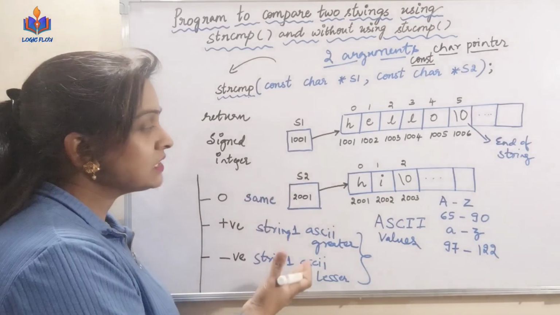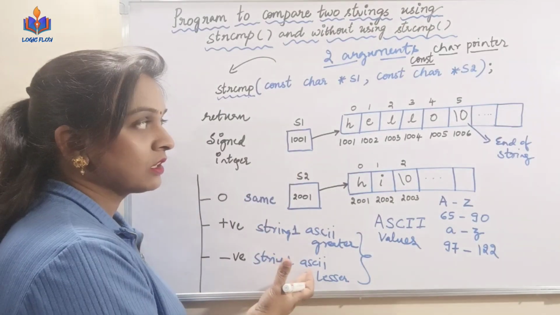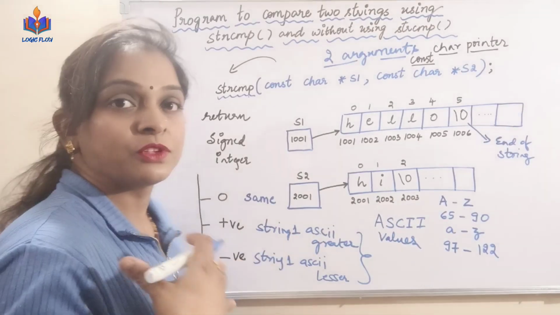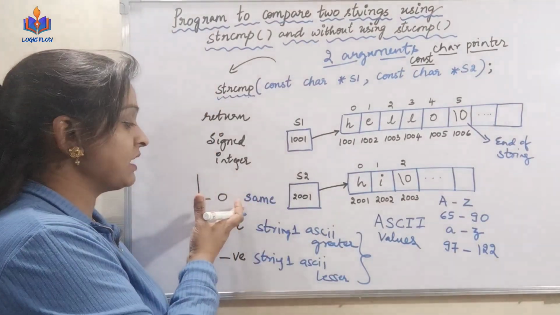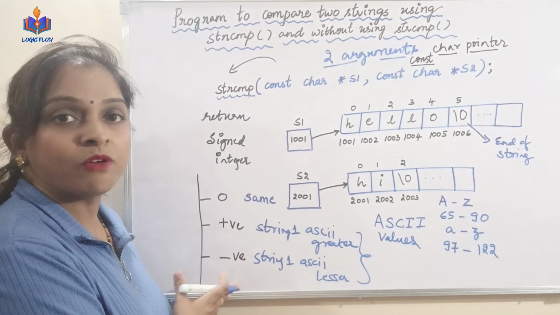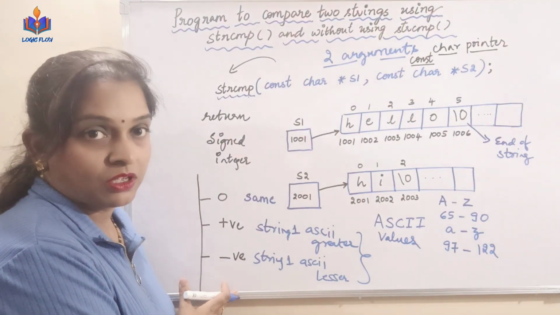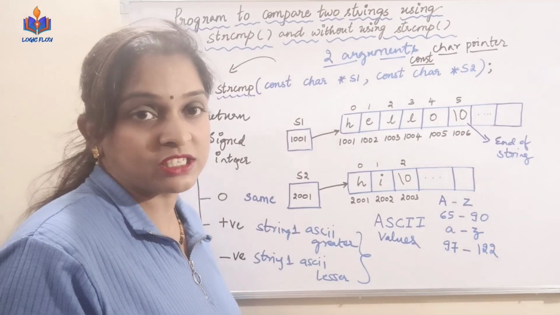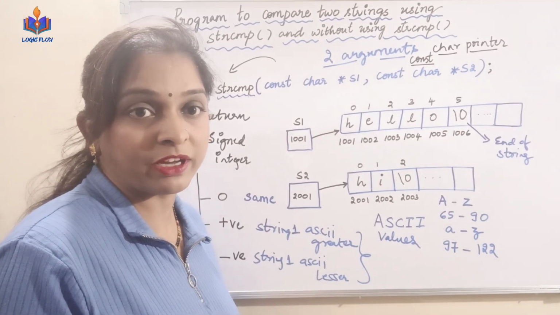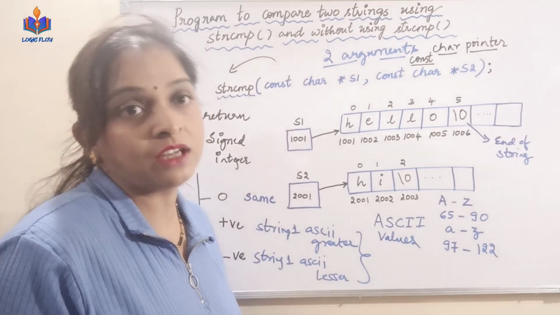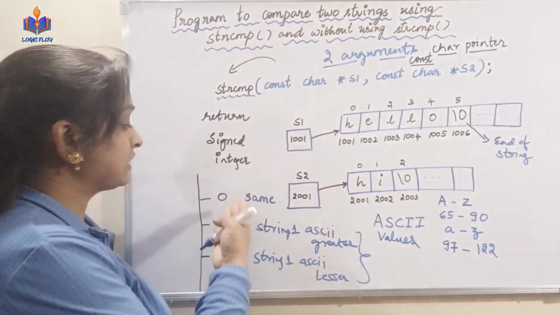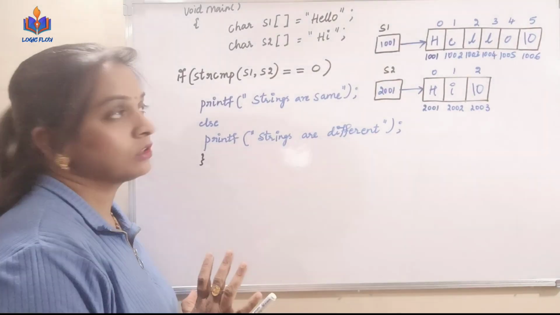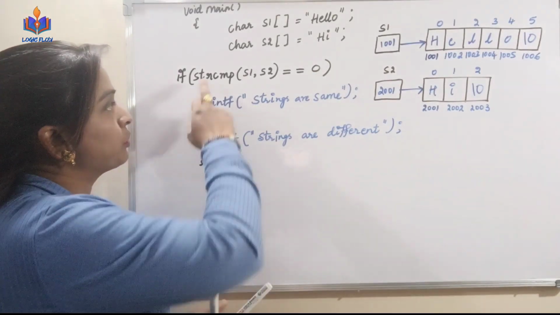So this comparison has to be done and it has to be checked whether it is returning 0, positive or negative. So how is it going to return? We have to put a conditional statement, and based on that condition we need to check whether the strings are same or different. This is the code to compare 2 strings using strcmp.